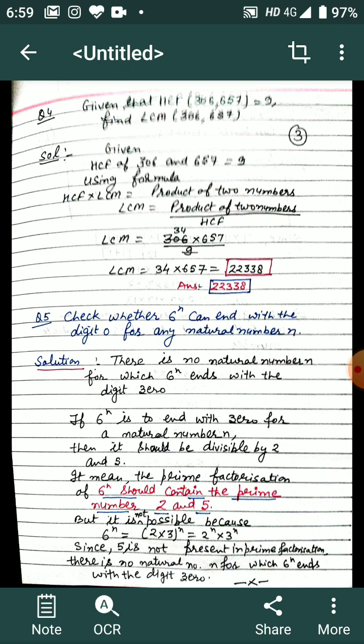If we get 0, then there will be two factors. If 6 power n is to end with 0 for a natural number n, then it should be divisible by 2 and 5. It means the prime factorization of 6 power n should contain the prime numbers 2 and 5. But it is not possible. It has only the two factors 2 and 3. Since 5 is not in the prime factorization, there is no natural number n for which 6 power n ends with the digit 0. So you have to write down this question step by step.